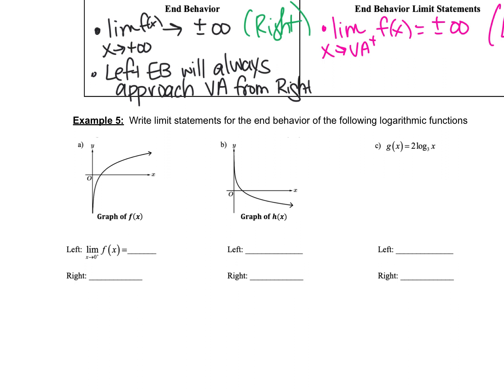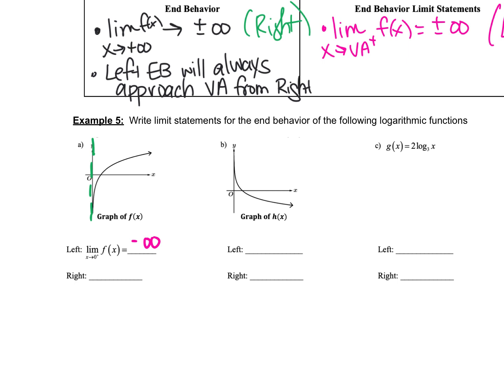All right, so let's take a look at these. All right, we want to write limit statements for the end behavior of these following functions. We got to think about it. The first one gives me a picture, okay? And to help us notice, it says for the left as x approaches 0. Why did it choose 0? That's my vertical asymptote. Okay, it shows 0 because that's my vertical asymptote. What are the y values doing as I get close to that asymptote? Where are they going? They're going down, so they're going to negative infinity.